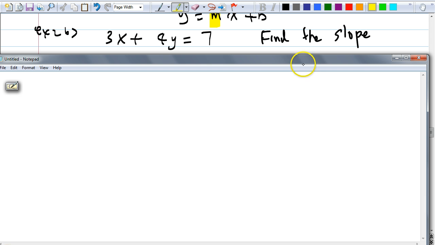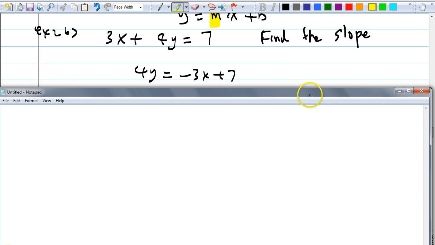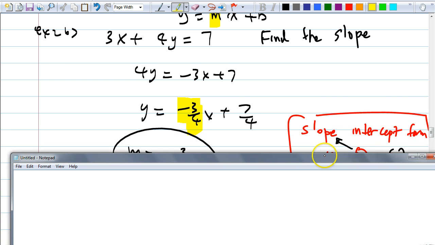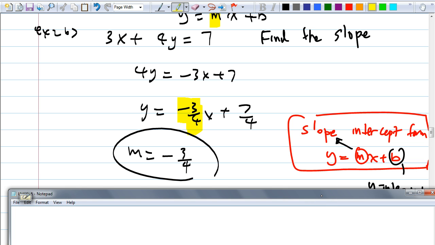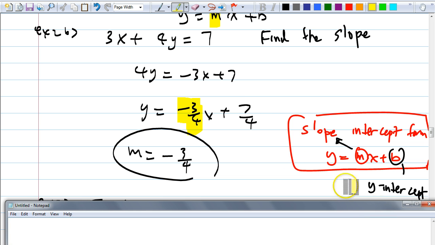Subtract the 3x. Then divide by 4. There you go. So the slope is -3 over 4. And as we mentioned before, that 7. What does that 7 over 4 represent?